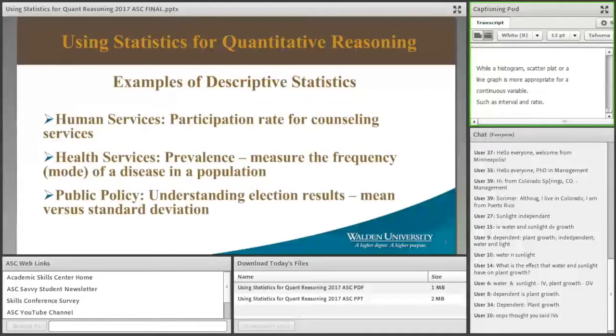Now we can move here to slide 9, and we have examples of descriptive statistics. In human services, to use descriptive statistics, we would maybe look at participation rate for counseling services. As far as health services goes, we may use prevalence as a measure of the frequency or mode of a disease in a population. And if we look at public policy, understanding election results, mean versus standard deviation.